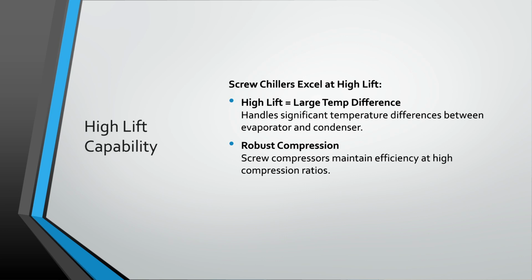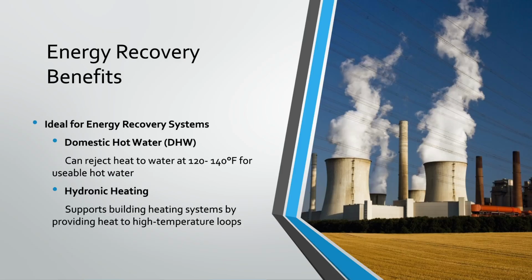Screw chillers are excellent for high lift situations, meaning they can handle significant temperature differences between the evaporator and condenser while maintaining efficiency. They also support energy recovery systems. Screw chillers can reject heat at around 120 to 140 degrees Fahrenheit, which is great for domestic hot water and hydronic heating systems.